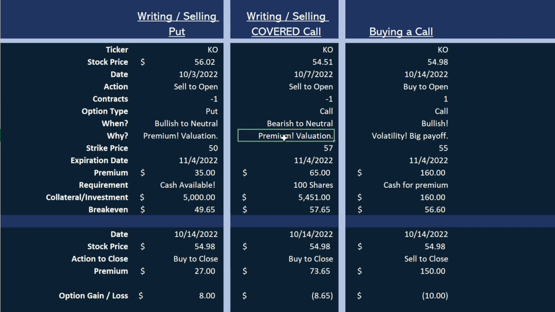Why is because of the premium that we can collect. Just like anytime when we sell any kind of contract like this, they're going to pay us a premium. In this case, it was $65. And we did it also because we like the value at $57 strike price to get rid of Coca-Cola. We don't think it has much more upside, so we're willing to sell our shares at $57 a share. Now, our expiration date on this one is 11/4, the same as the previous one. So we have 3 weeks till expiration at this point.